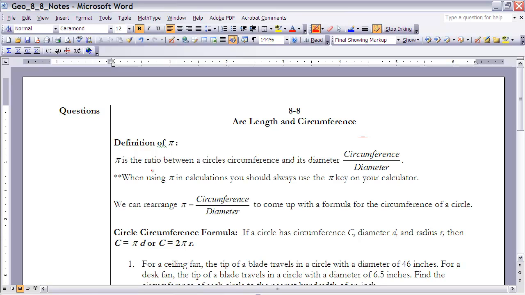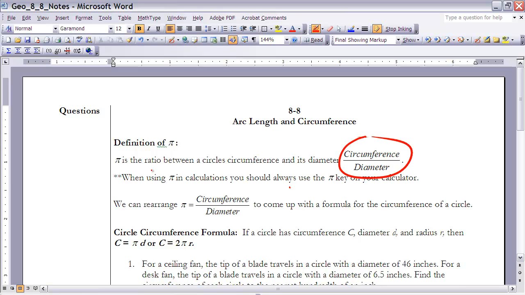Now, when we're using pi in calculations, whether it's finding the circumference or area or anything like that, you always want to use the pi key on your calculator. The pi key is a much better estimation than just trying to put 3.14 in. So make sure that you do that when you're doing your calculations.